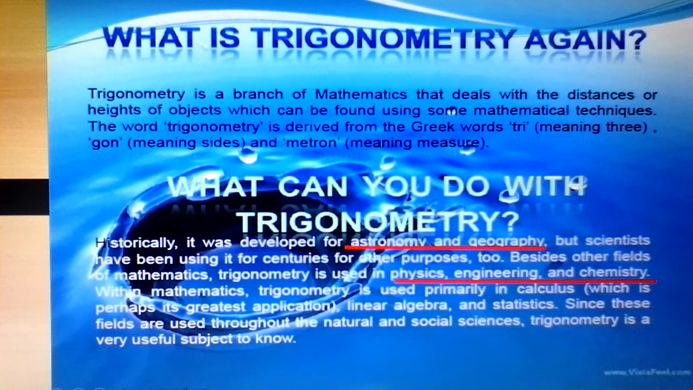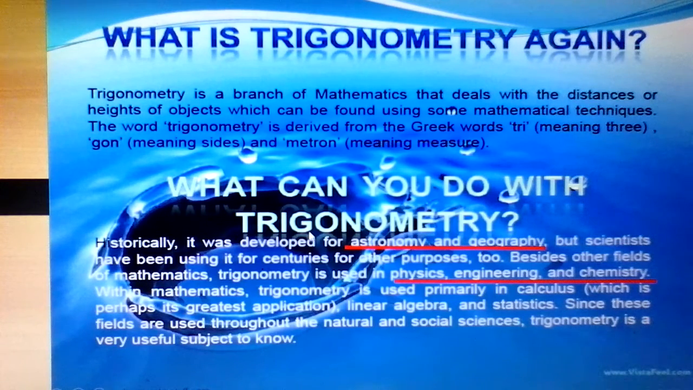Okay, let's discuss what is trigonometry. Trigonometry is a branch of mathematics that deals with distances and heights of objects, which can be found using some mathematical techniques. The word trigonometry is derived from Greek words: tri meaning three, gon meaning side, and metron meaning measure. Okay, what can you do with trigonometry?